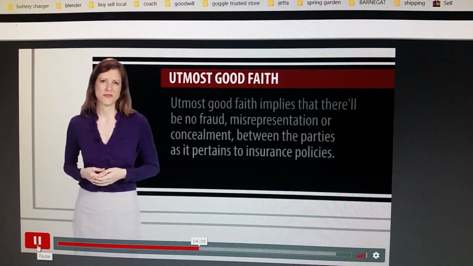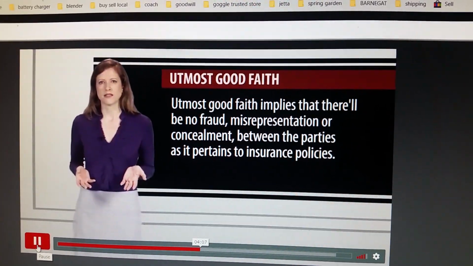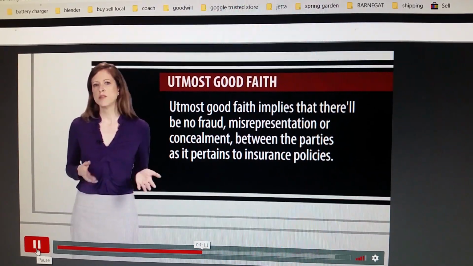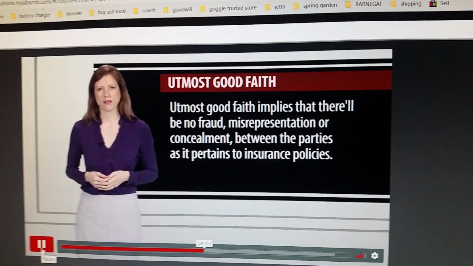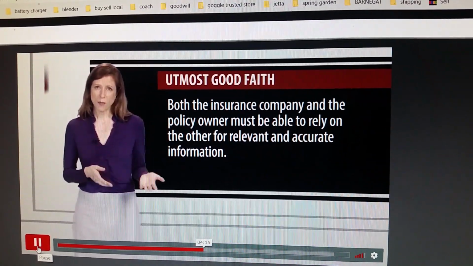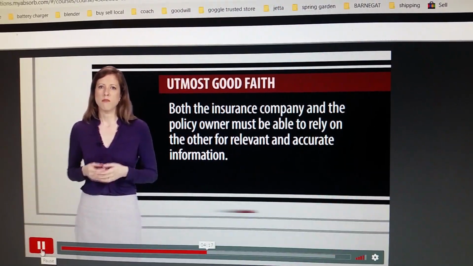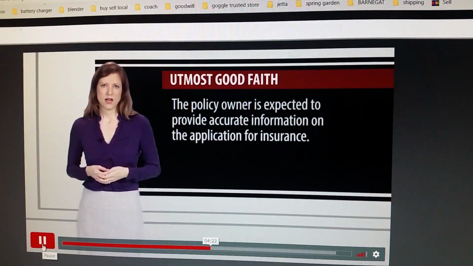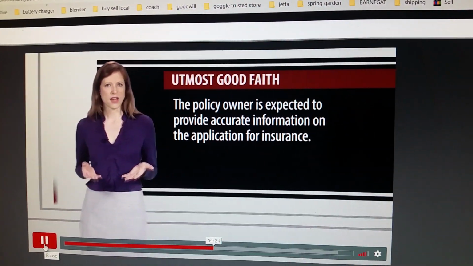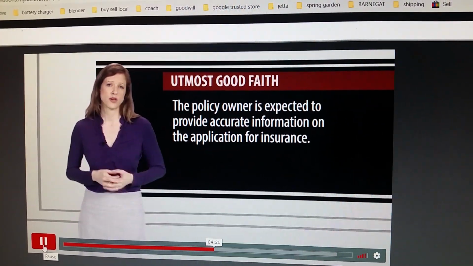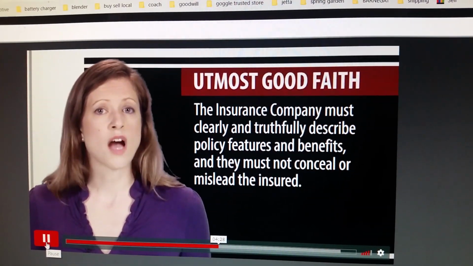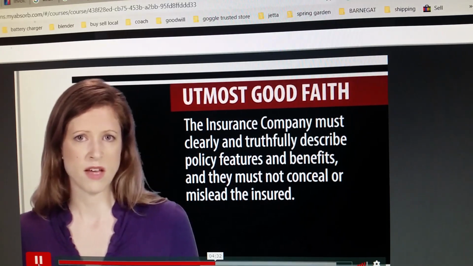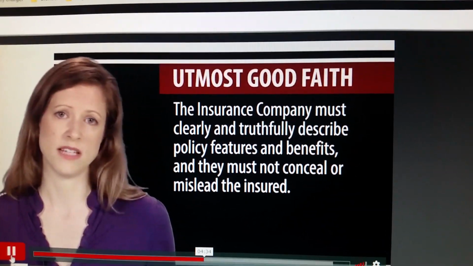Utmost good faith. Utmost good faith implies there will be no fraud, misrepresentation, or concealment between the parties as it pertains to insurance policies. Both the insurance company and the policy owner must be able to rely on the other for relevant and accurate information. The policy owner is expected to provide accurate information on the application for insurance. The insurance company must clearly and truthfully describe policy features and benefits, and they must not conceal or mislead the insured.